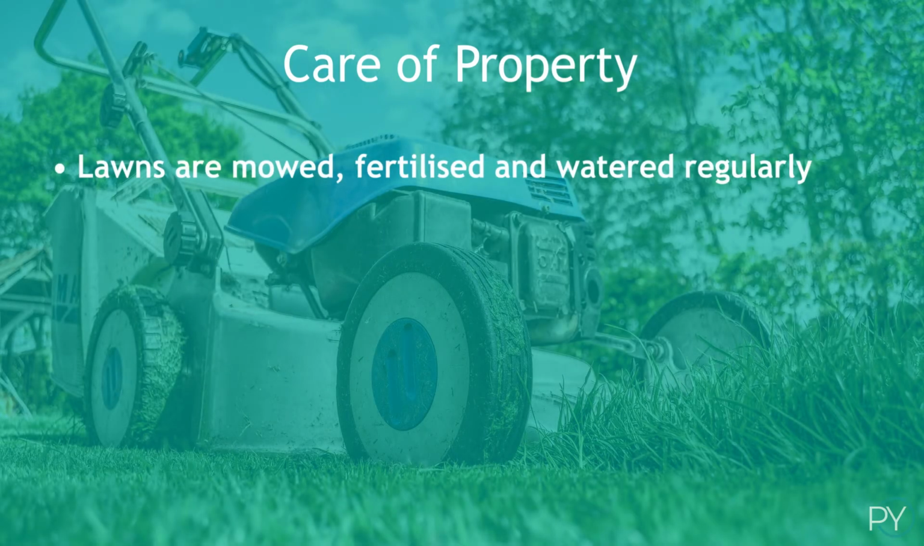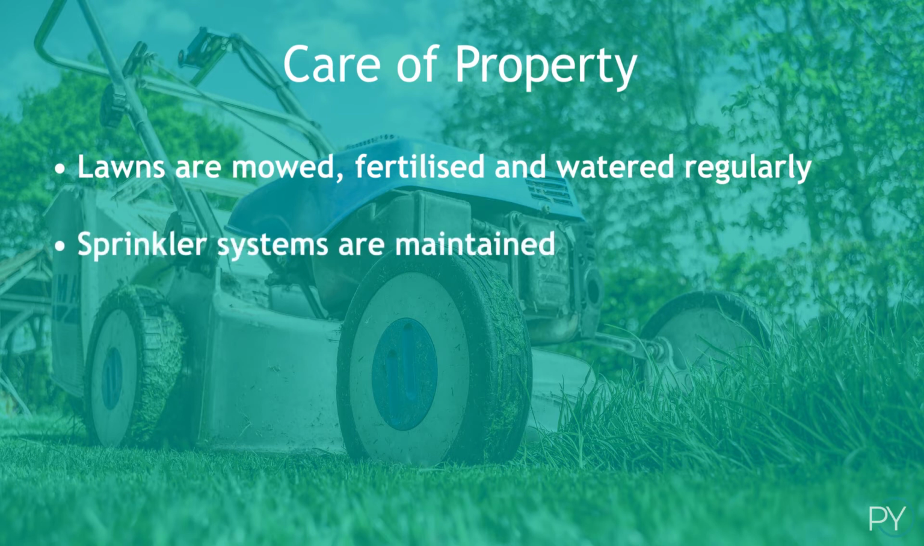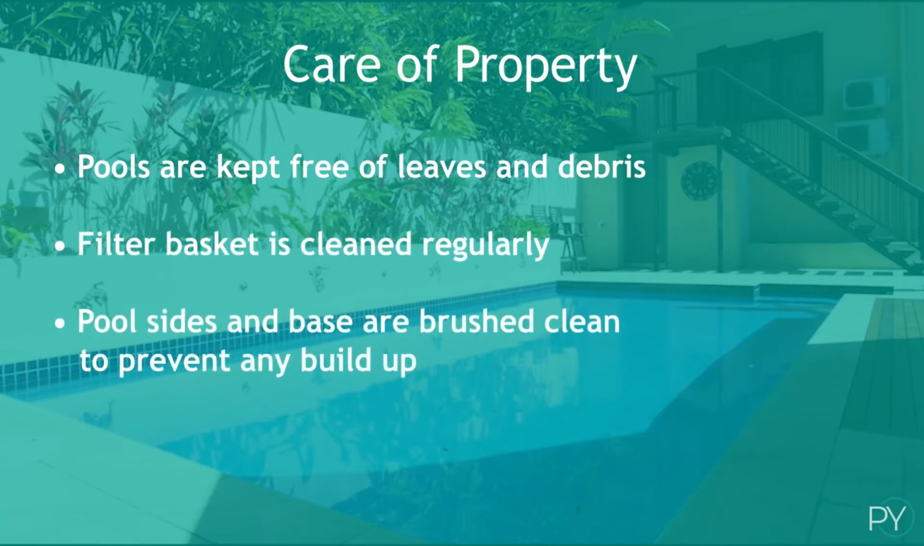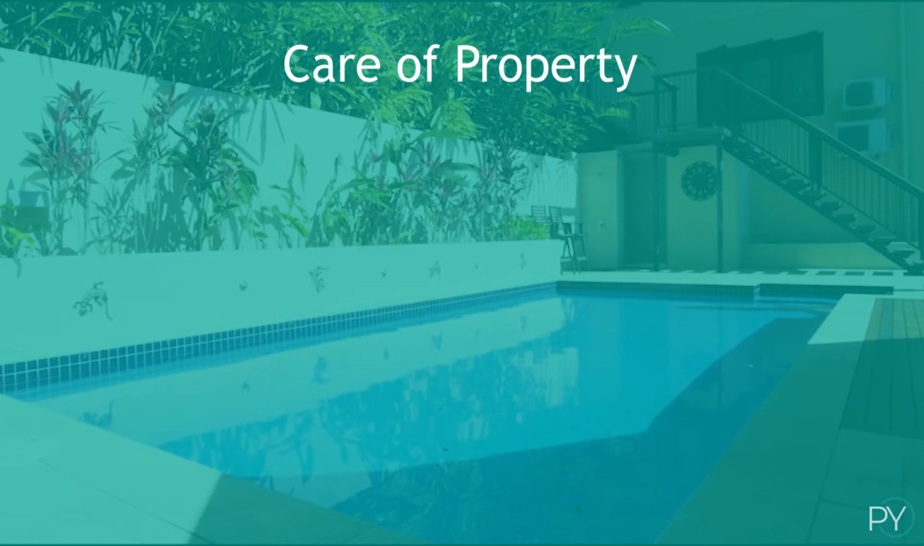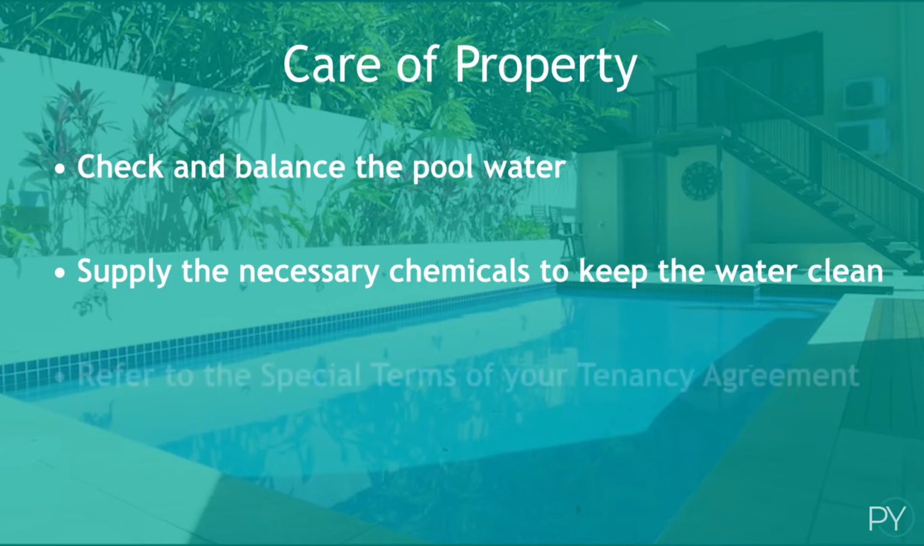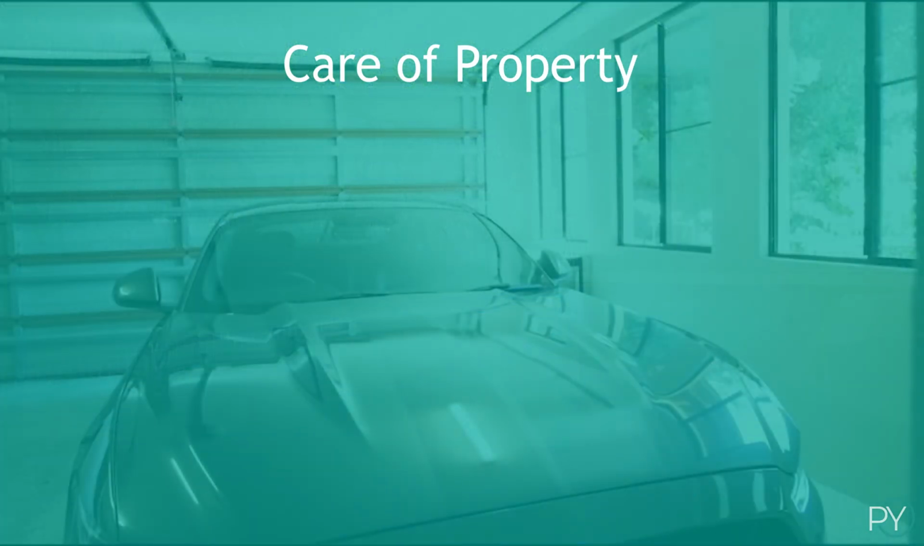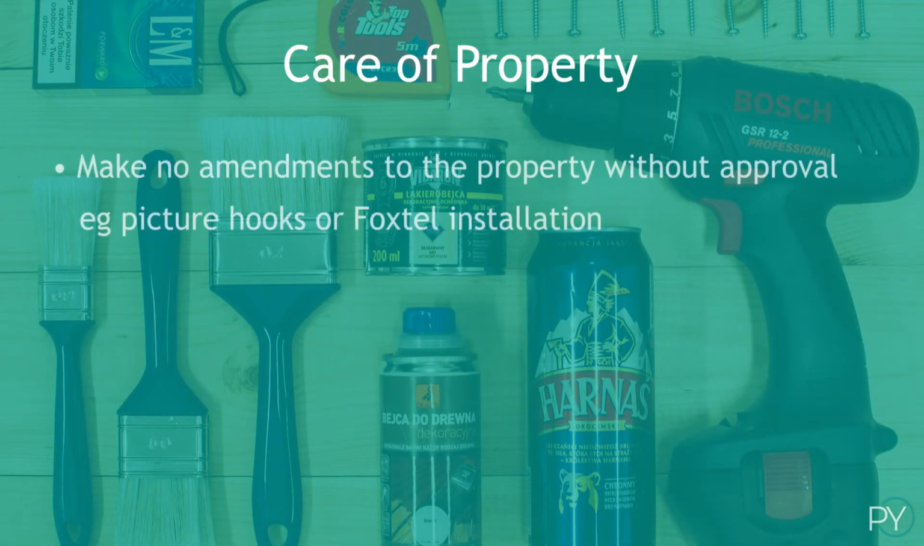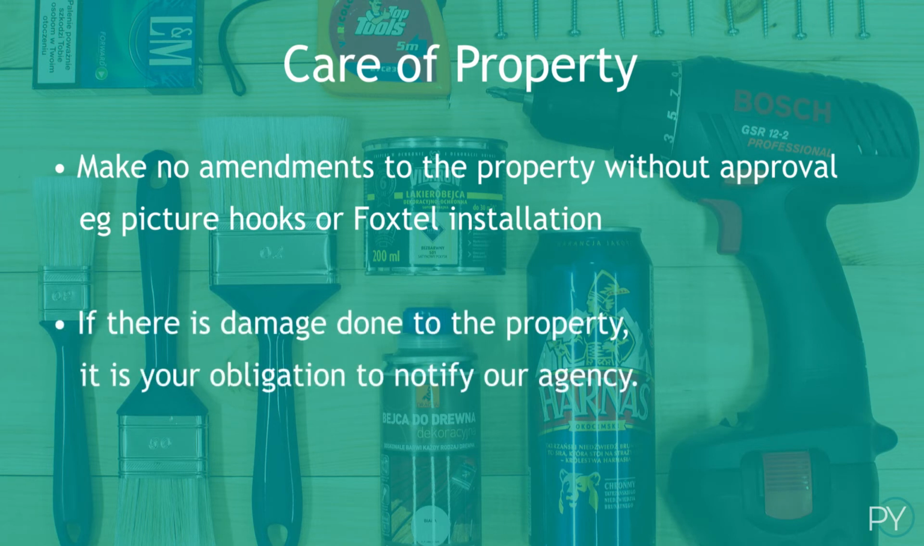Ensuring lawns are mowed, fertilised and watered regularly, and that sprinkler systems are maintained. Pools are kept free of leaves, the filter basket is cleaned regularly, and pool sides and base are brushed clean to prevent any build-up. If your tenancy does not include a monthly pool service, then it is also your responsibility to check and balance the pool water and supply the relevant chemicals to keep the water clean. Ensuring a drip tray is placed on the carport or garage floor to avoid oil stains. Ensuring no amendments are made to the home, such as picture hooks or Foxtel installation, without written permission from your property manager or landlord. If there is damage done to the property, it is your obligation to notify our agency.